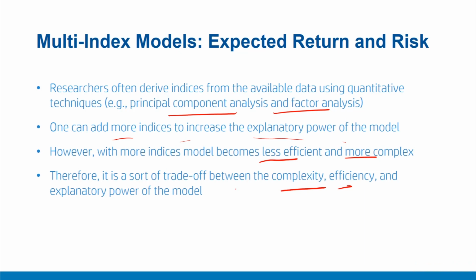However, there is a trade-off. While you add more and more indices, you add to the explanatory power of the model, but at the same time your model becomes complex and probably less efficient. So while adding more or fewer indices and optimizing the model, there is a trade-off in terms of complexity, efficiency, and explanatory power of the model.